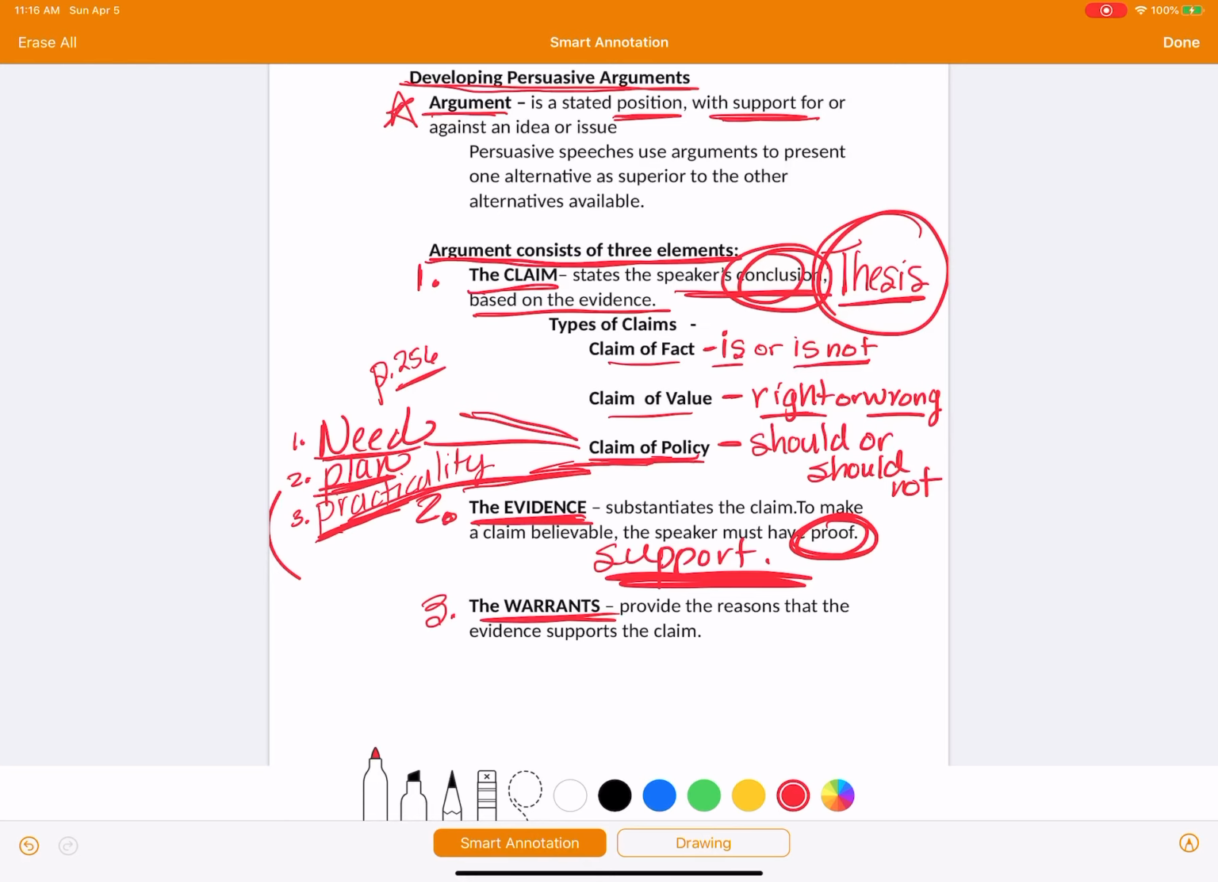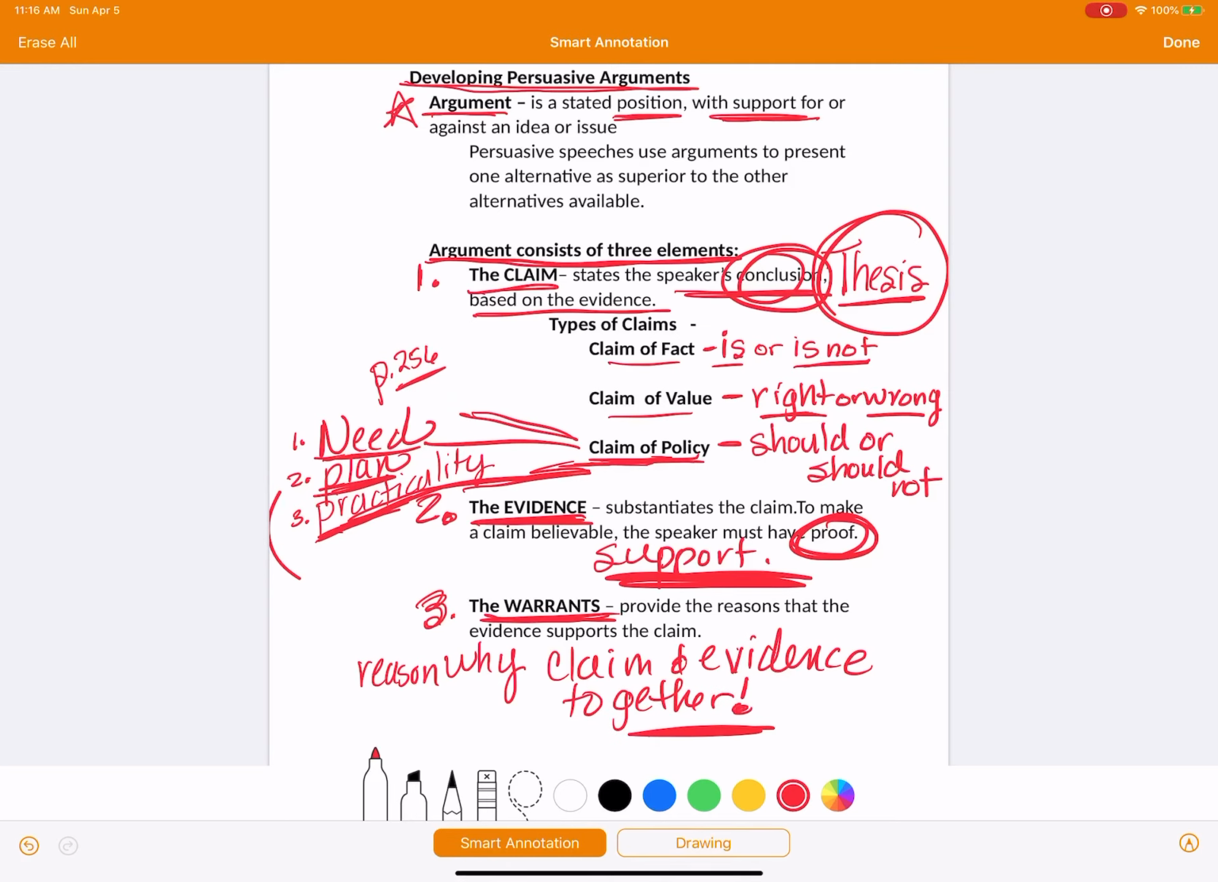All right. Thirdly is the warrant. The warrant is the reason why the claim and evidence go together. And this is one of the key components in an argument. You can have a conclusion, you can present evidence, but here's the deal. If you can't prove that they actually go together, then that's a hole in your argument, and somebody else could actually rip it to shreds.